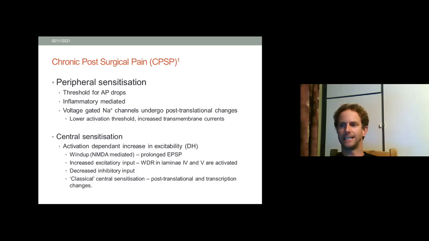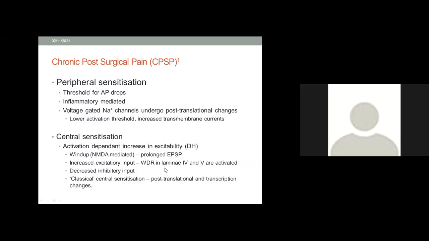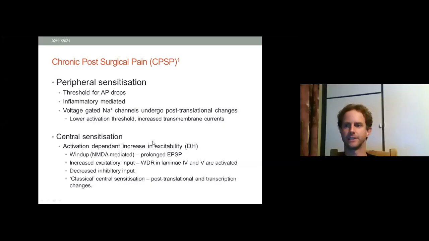So there's normally a magnesium plug sat in your NMDA receptor. This gets removed, and then you have an increased excitability. You also have your wide dynamic range neurons in lamina 4 and 5, which then get activated, and that then allows your A beta fibers to become nociceptive, and that's your secondary hyperalgesia. There's also decreased inhibitory input from your descending inhibitory pathways, and then you get post-translational and transcriptional changes within that, which overall leads to this central sensitization.